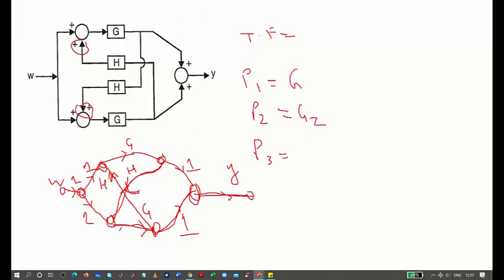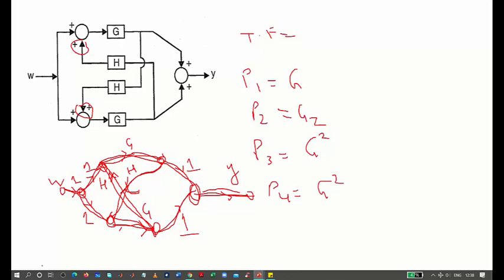So in this particular case, starting from here, we see that no node has been traversed twice, and hence this qualifies as a forward path, and the gain for this path will be G square. Likewise, you can identify the fourth forward path starting from W, through this branch, then this, and this. So this is the fourth forward path, and it has a gain of G square.